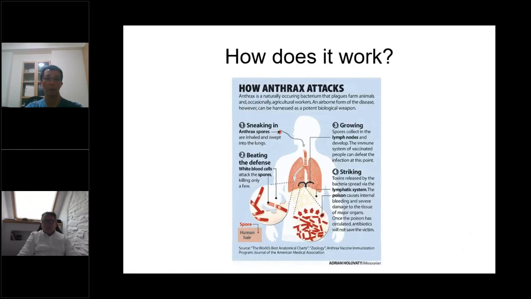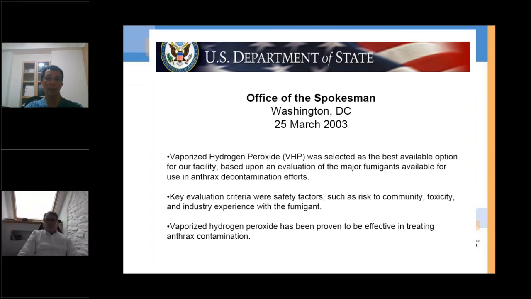So how does it work? Basically it's an airborne bacterium, and if you breathe it in, it's fatal. If you do not get the cure in time, it's goodbye very soon. So the point is, it's viewed as a potential bioterrorism threat, and that's why the US needed a solution for this, and it needed someone with industry experience, with a proven safe solution. And VHP was actually chosen as the solution to contain anthrax.